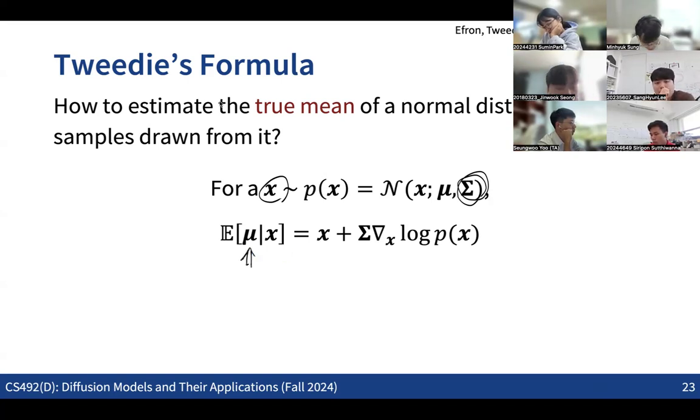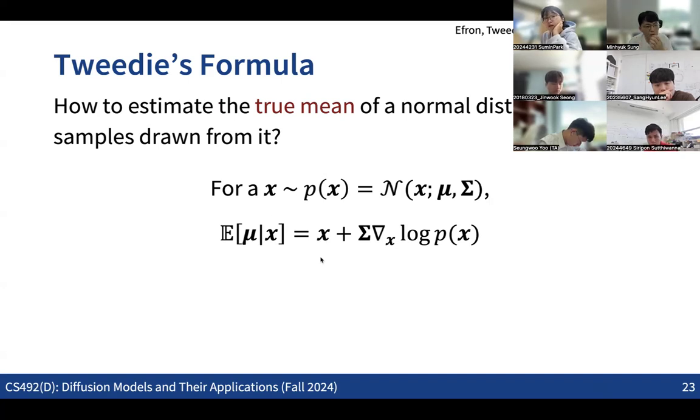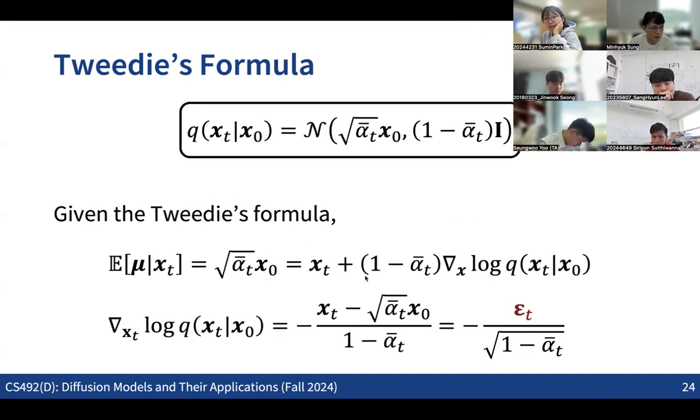What Tweedie's formula says is that if we only have the samples and the information about the variance, we can get the expected value of the mean in this formulation. Basically, if we only have the samples and the variance here, then we can calculate the expected value in this form with some derivation. And with this formula, we can derive the same formulation that shows the relationship between the score and epsilon t using Tweedie's formula.